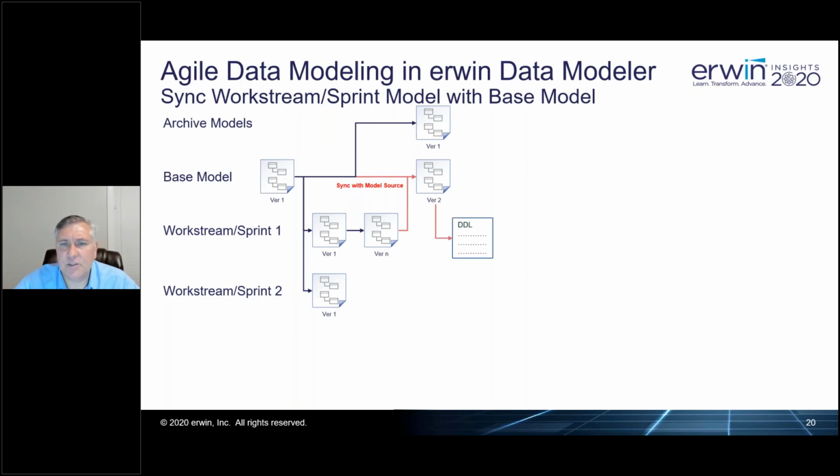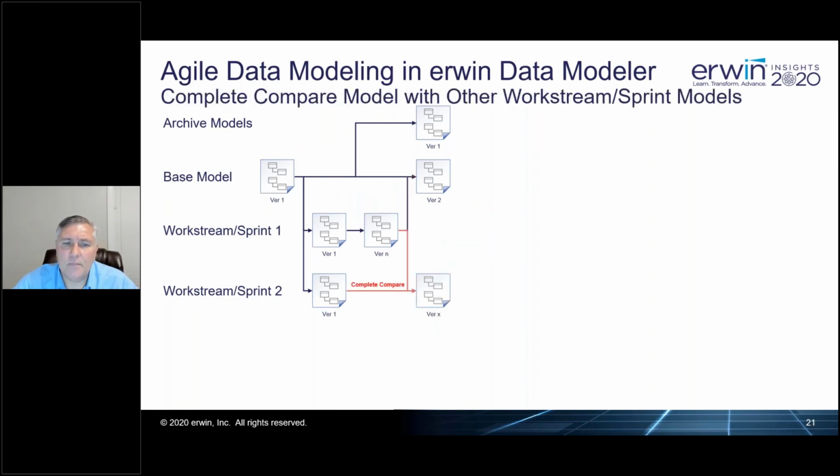Well, that's also achieved by going through a process of using complete compare to apply those changes to our work stream 2 model. By doing that, we bring our work stream 2 model up to the same level as our baseline model, version 2. So by using complete compare, we keep all of our other sprints or work streams in parallel to what has been released into our base model.